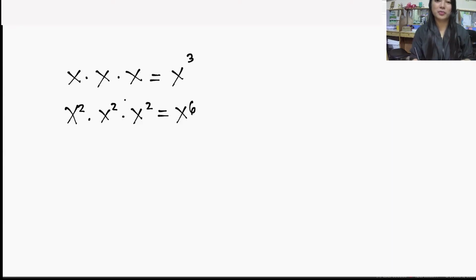And what is cube root? The cube of x means x times x times x. Therefore, if we were asked what is the cube root of x cubed, then your answer would be x, because if you multiply x by itself 3 times, you arrive at x cubed. Next, x squared times x squared times x squared would give us x raised to 6. Therefore, the cube root of x raised to 6 would be x squared.